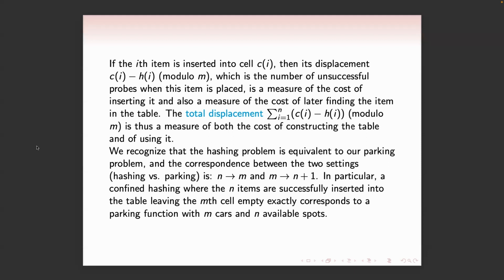In parking, we usually say there are n spots and n cars. In hashing, there are n items, and since it's a confined table, usually the last spot is left empty, so there are n plus one spots. But otherwise it's the same problem in different language, and I'm going to use the parking function language.